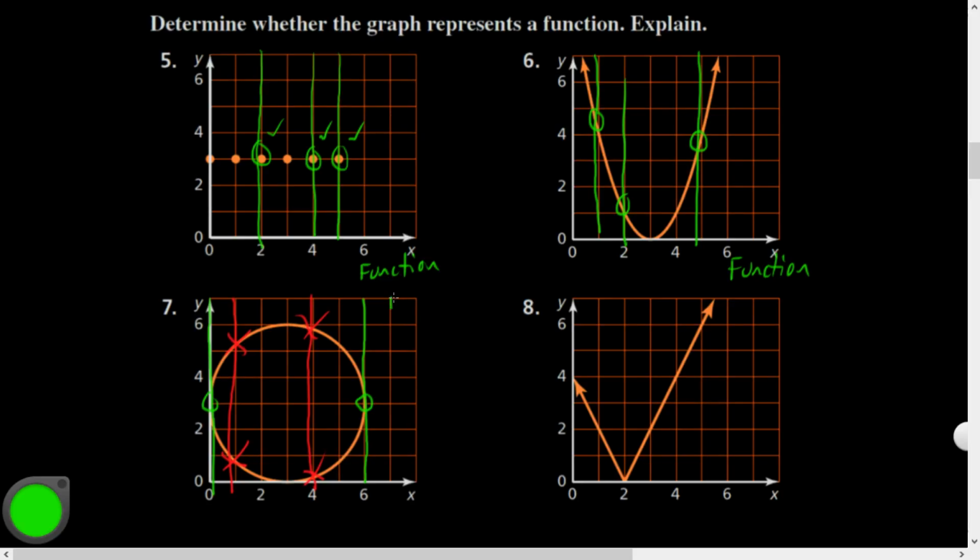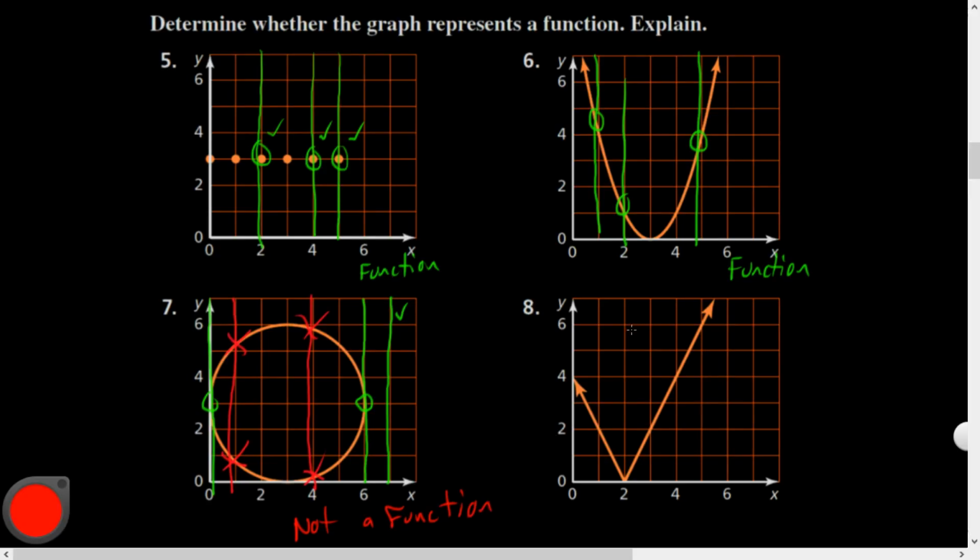Also, do you guys think this is a problem? What about what's happening at 7 here? It hits no points. Right? We're fine if it hits no points. We just don't want it hitting more than 1. But it hit more than 1, so not a function.